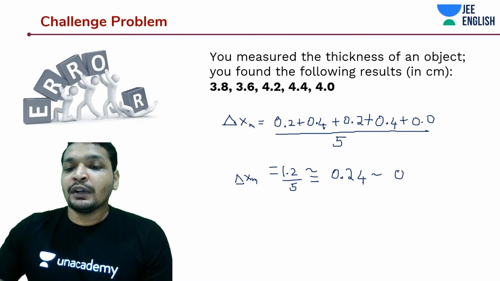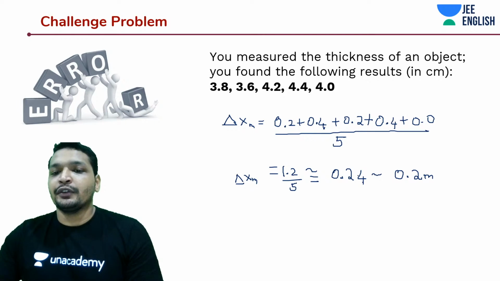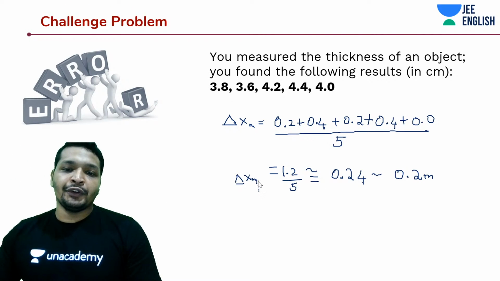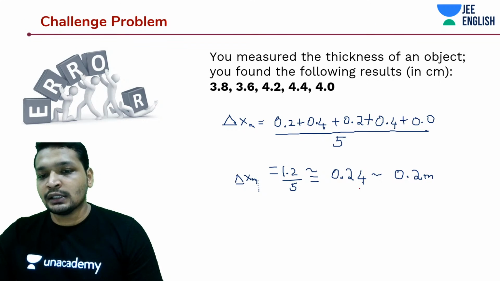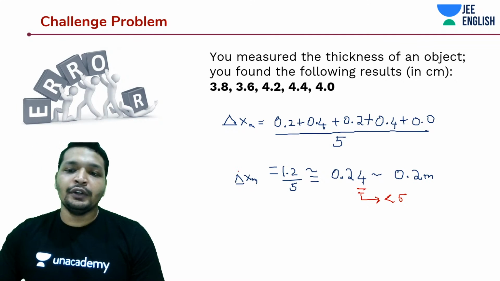So that should be written as only 0.2, guys. Isn't it? The error is only 0.2. It's less than 5, so it's going to be only 0.2. Make sure you're taking care of small things like this, understanding small things like this. The 4 is less than 5, so I'm going to write it down as 0.2.